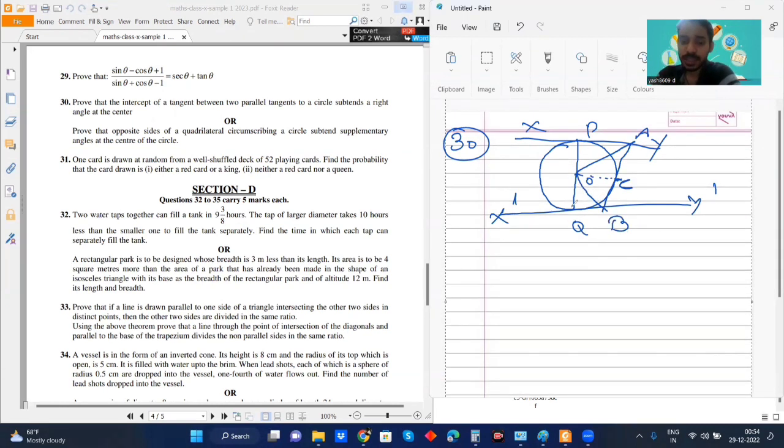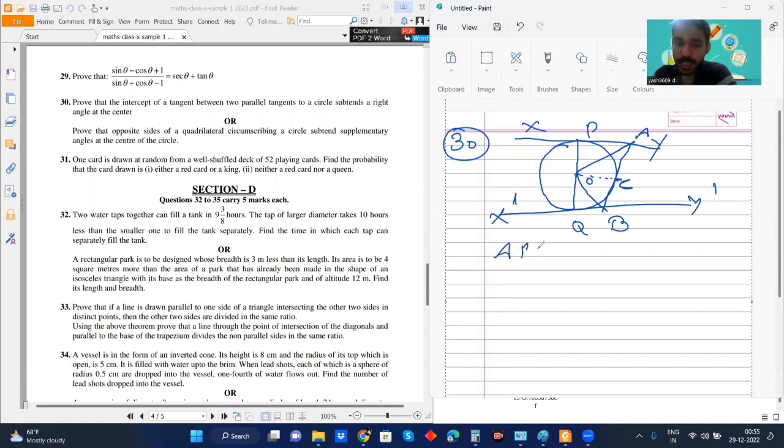So we have been given that XY and X dash Y dash are two parallel tangents to the circle with center O. AB is a tangent at point C which intersects XY at A and X dash Y dash at B. And we have to prove that intercept of tangent between two parallel tangents to a circle subtends a right angle in the center. So our aim is to prove that angle AOB is 90 degree.